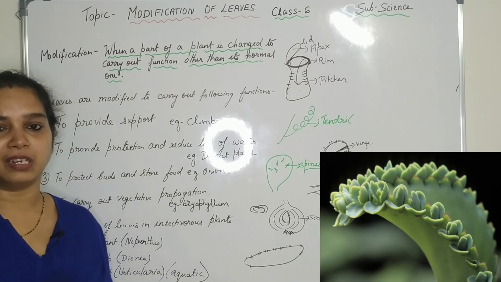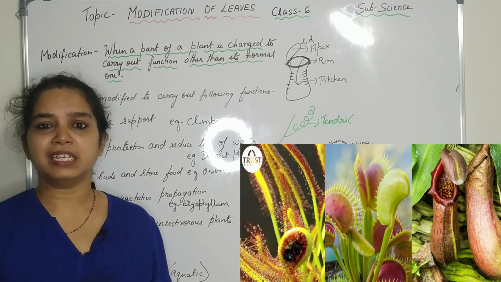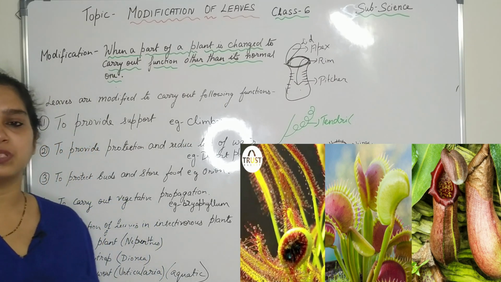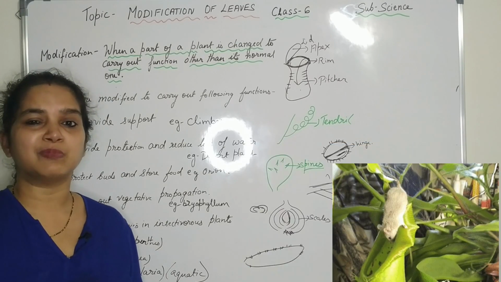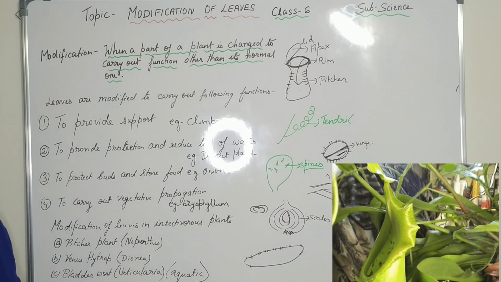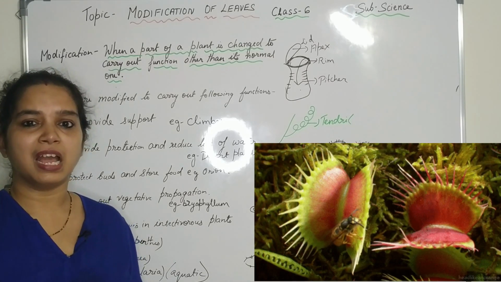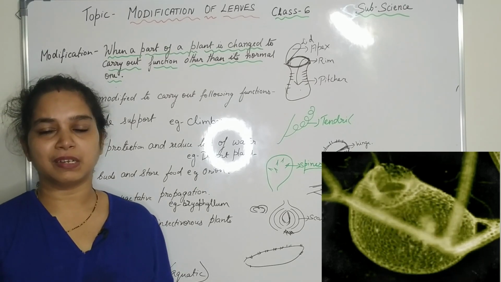Also, it helps in vegetative propagation like in the Bryophyllum plant. Also, in many insectivorous plants, the leaves are modified into structures so that they can fulfill their nitrogen needs from other small animals or insects. They can be seen in insectivorous plants like Nepenthes, bladderwort, and the Venus flytrap. Thank you.